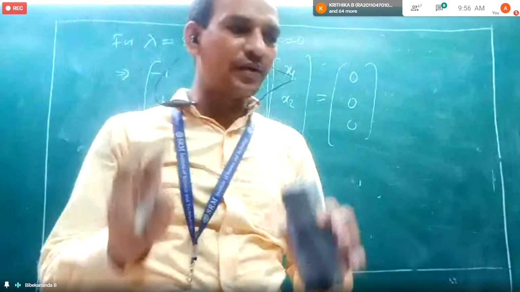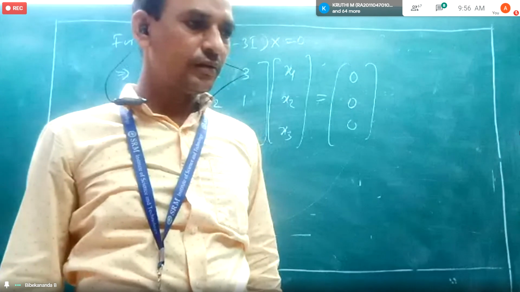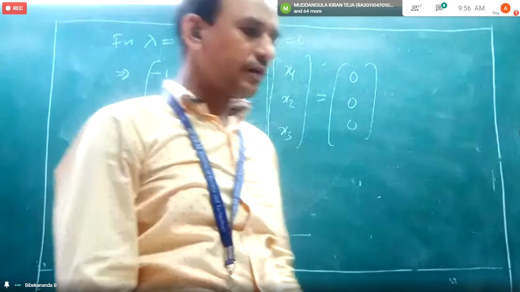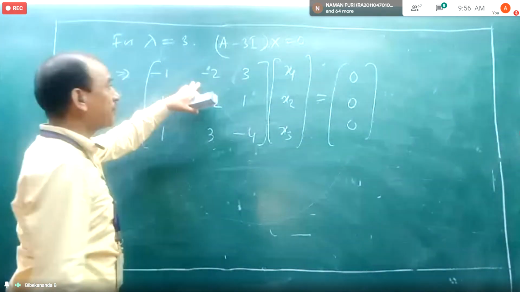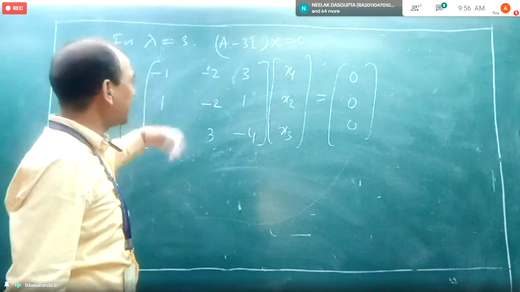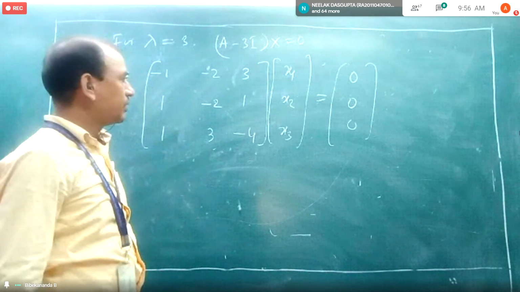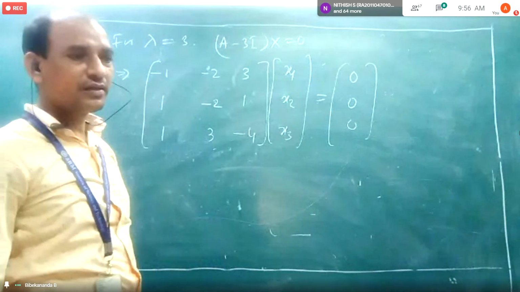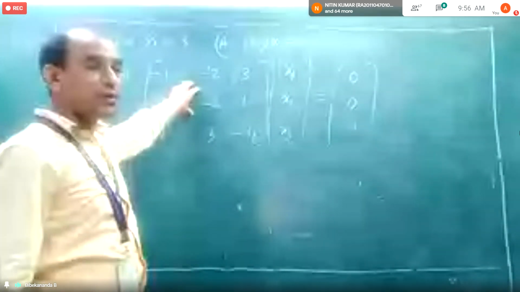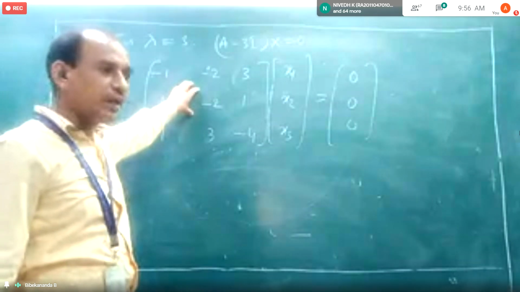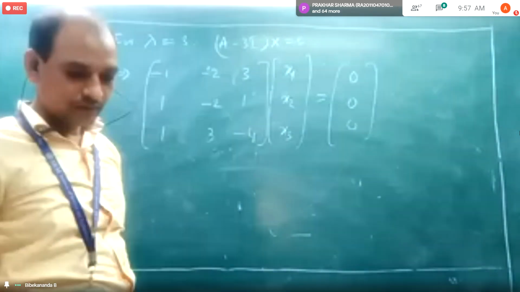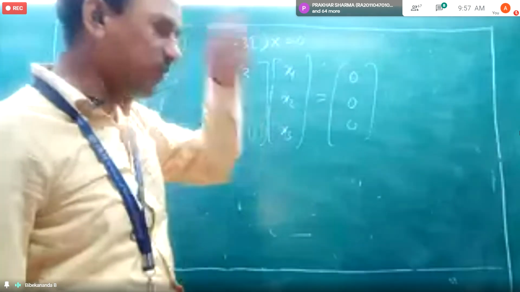Everybody understood this one, or anybody has any doubt? Up to this it is fine, no? Yes, sir. Okay. Now in this system of equations, are any rows and columns dependent on each other? No, sir. So all rows are independent, and that's why we are able to use Cramer's rule.